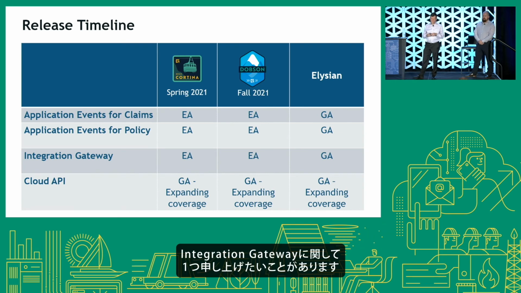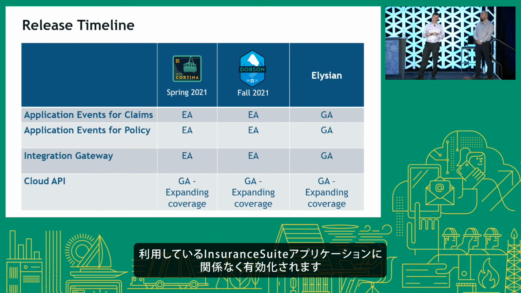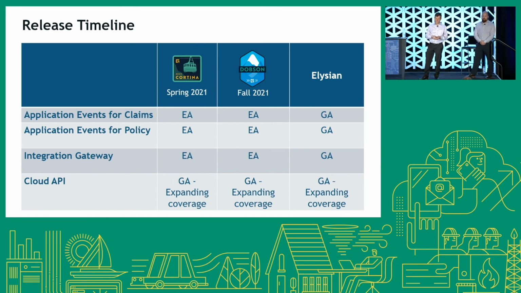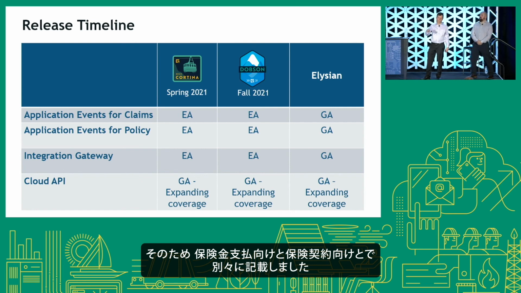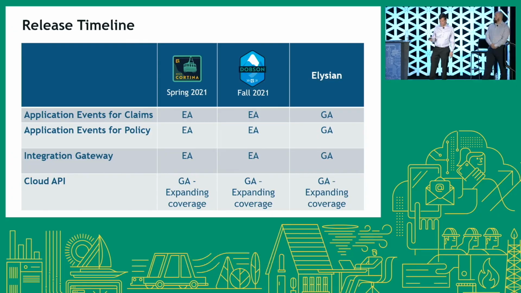So that limit will be removed once we move to Elysian. One thing I wanted to point out is that with integration gateway, that is something that will just be enabled. And it's kind of agnostic as to which of the InsuranceSuite applications you're using. Whereas with application events, we need to enable application events on a per InsuranceSuite application basis, which is why I've listed out claims and policies separately, because they involve separate work.